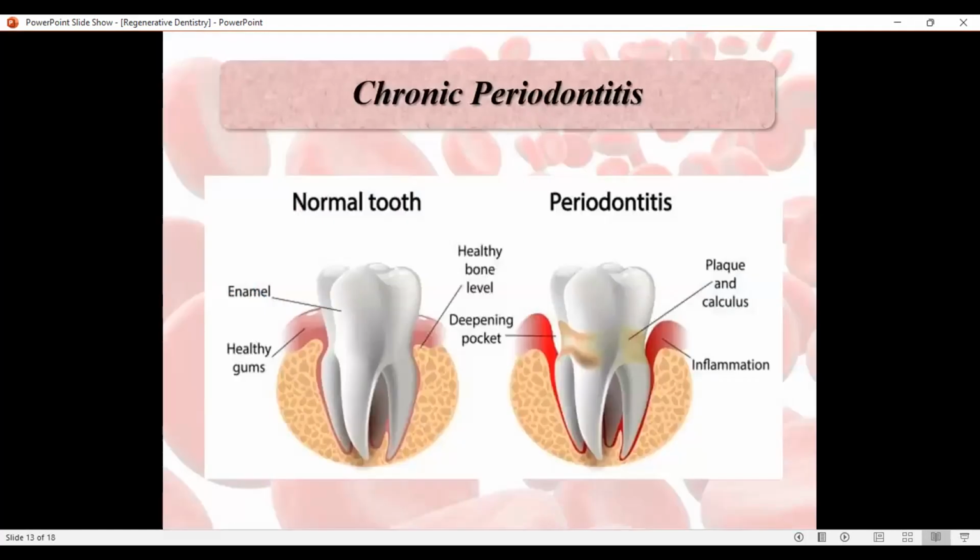So today my topic of interest is to treat chronic periodontal diseases with PRP. As we know, in a normal tooth, we have healthy gums and healthy bone, and there is no inflammation. In a chronic wound, the inflammation will be more. There we can see the bone loss, and there is a decrease in blood circulation because of the bacterial infection.